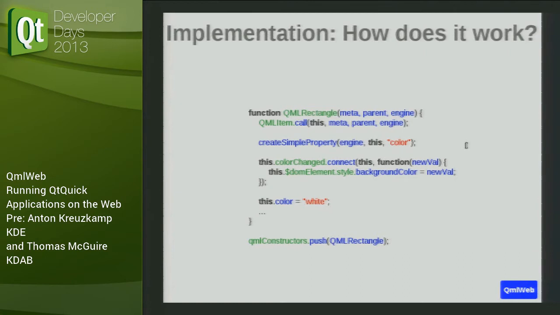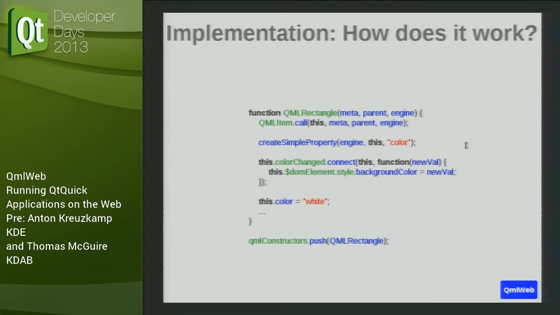Then we need something to actually translate, that's everything, and we need to set the default value. Then this function is pushed inside an array that knows the name and the function. Here is the name, Rectangle, and then QMLRectangle.